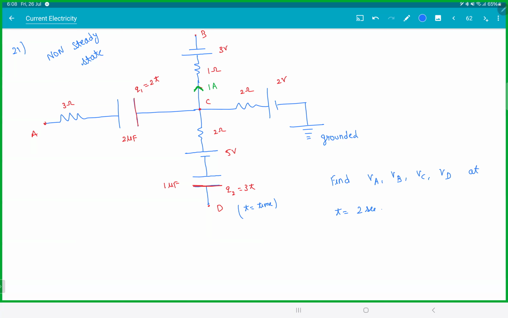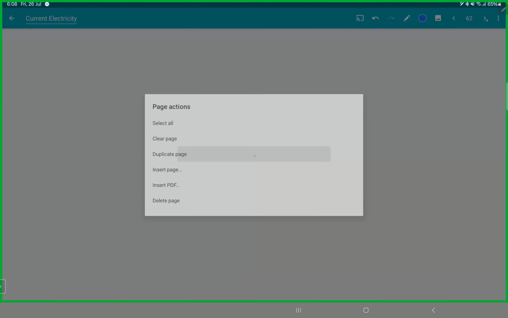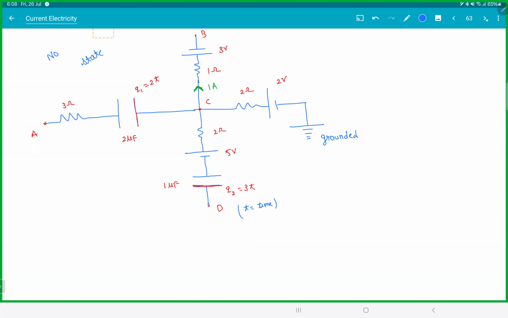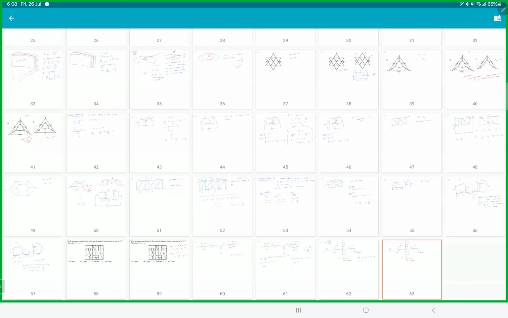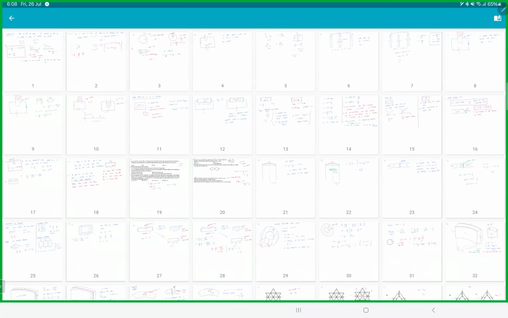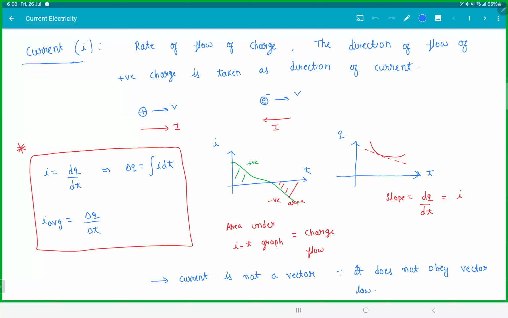Let's see. People are saying we don't know how to find the current. Go back to the first page. On the left hand side, in the red box, there is something which tells you how to find current. It's an alphabet between P and S. If you take that and differentiate, God gives you something.